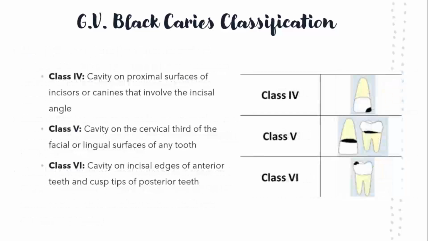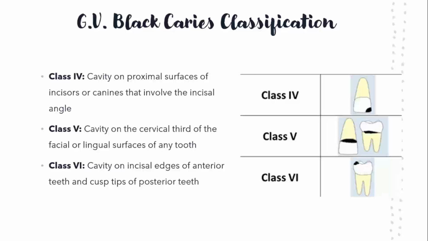Class 4 is proximal surfaces of incisors or canines that involve the incisal angle. Class 4 lesion is a larger version of Class 3 that covers the incisal angle.